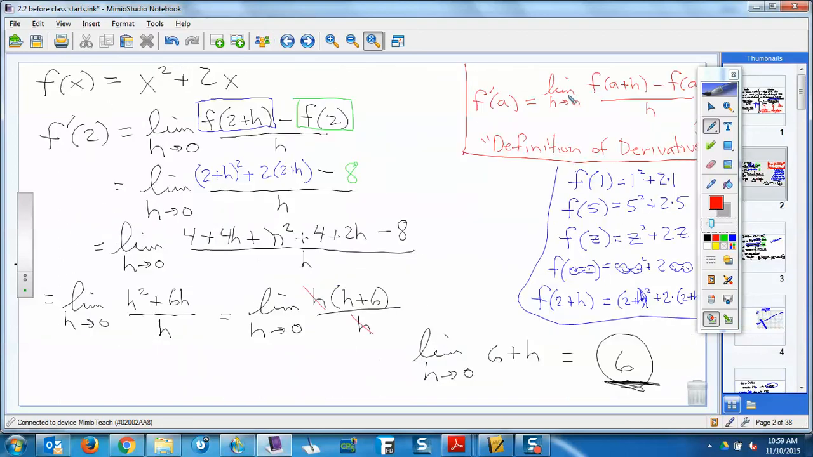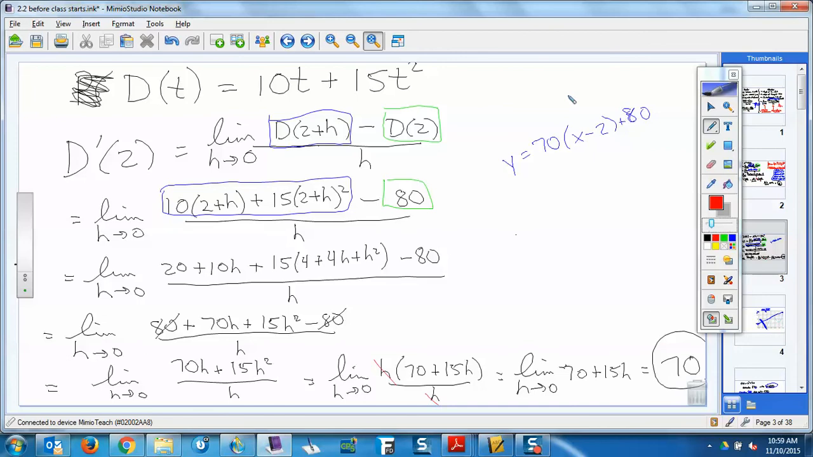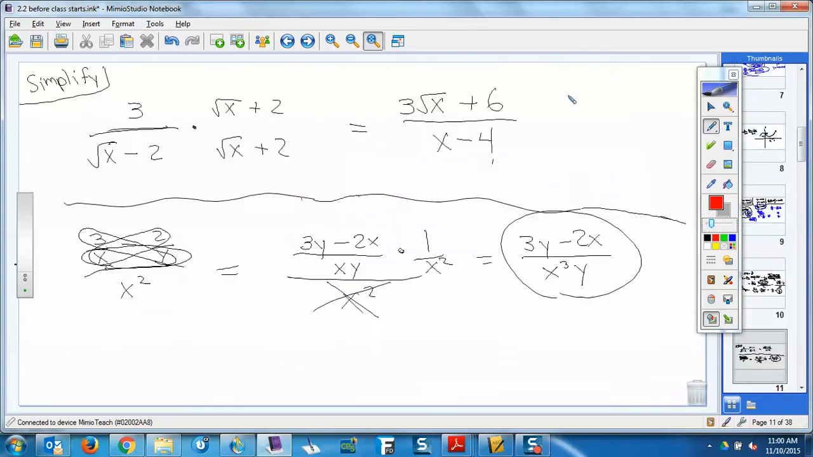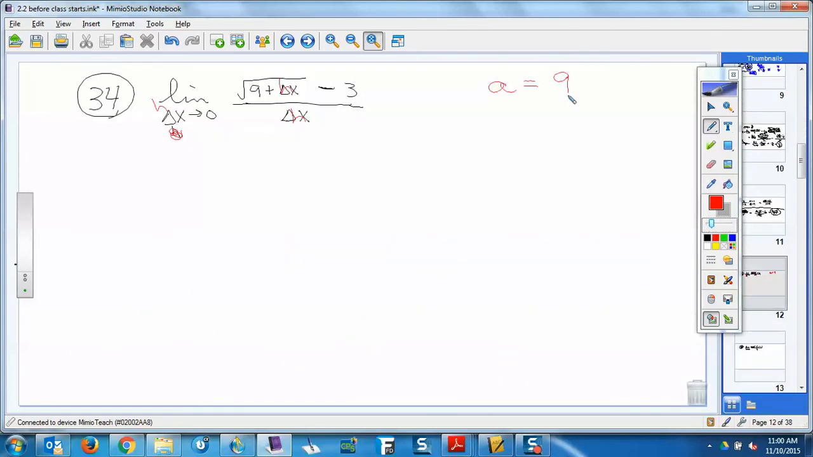Go back to this one. I see 10 times 2 plus h plus 15 times 2 plus h squared. I know that 2 plus h goes in where the x was. So this function must have been 10x plus 15x squared. Well, it was t, not x, but you get the idea, right? So just looking at this limit right here, I can tell what my original function must have been, because wherever the 2 plus h is, that's where the x had been. So when I'm on this problem, and I'm looking at this, here's the 9 plus h. So what must my function have been?